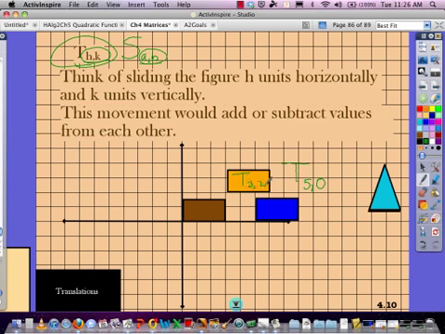Now remember, the H value and the K value. The H moves you left or right. The K value moves you up or down. Those are your only choices. So if you have an H and a K value, it appears like this one that we're moving on a diagonal. It's just because you're using two motions. All right, with that, let's move on.